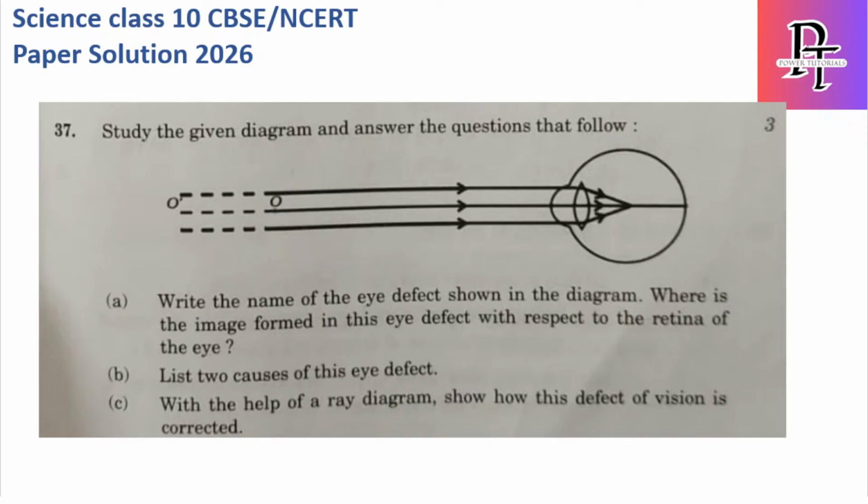Study the given figure and answer the following questions. Okay, if you notice here, the image is getting created before the retina. This is the retina here, and before the retina the image is created. If the image is formed before the retina, we call the defect myopia or short-sightedness. Write the name of the eye defect. Eye defect is myopia. Where is the image formed in the eye defect with respect to the retina of the eye? It is forming in front.